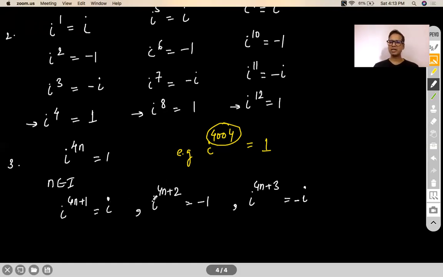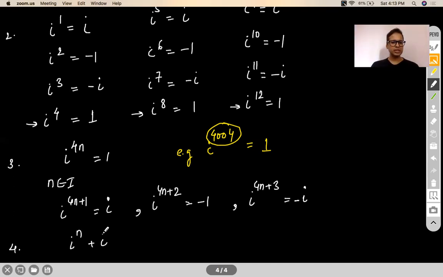i raised to the power of any integer which is leaving a remainder of 2 when divided by 4 will give you a minus 1 eventually. And i raised to any integral power which leaves a remainder of 3 when divided by 4 will give you a minus i. Fourth property that you should note down.